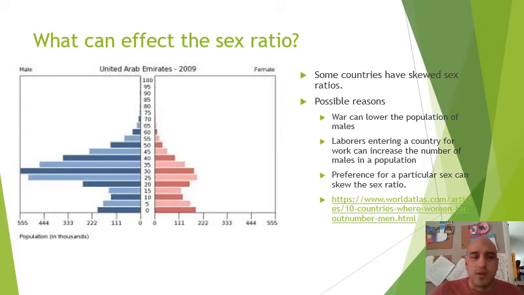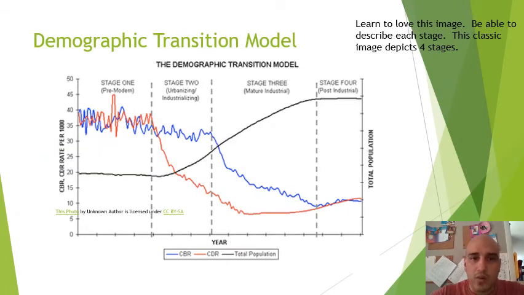All right, let's continue here. In this slide here, we have a 4-stage model of the demographic transition. This is stage 1. Birth rates and death rates are relatively high.